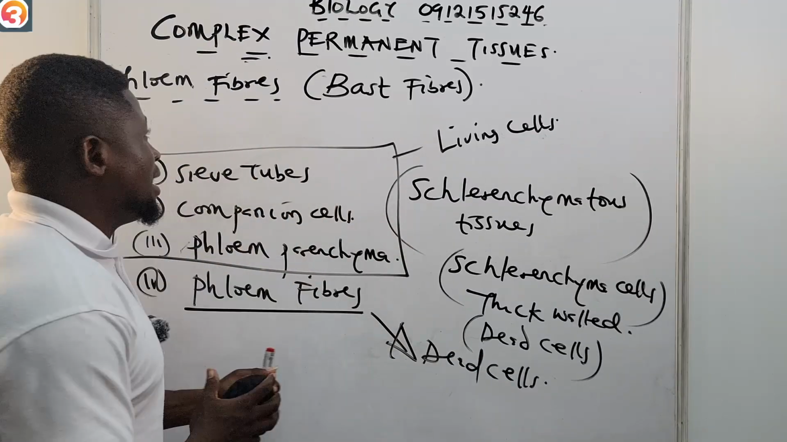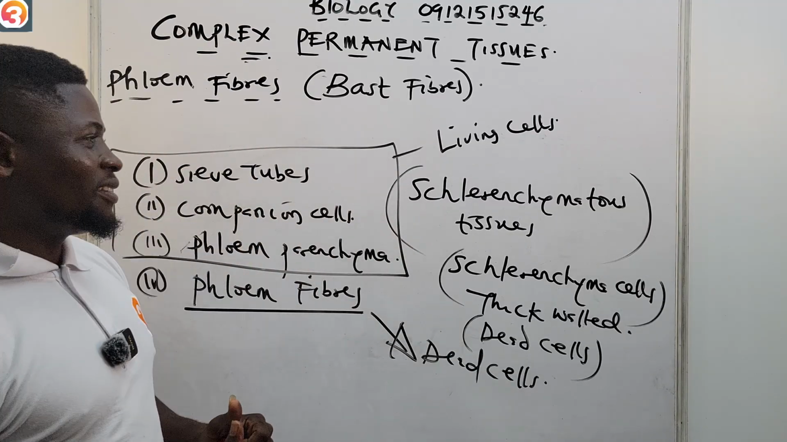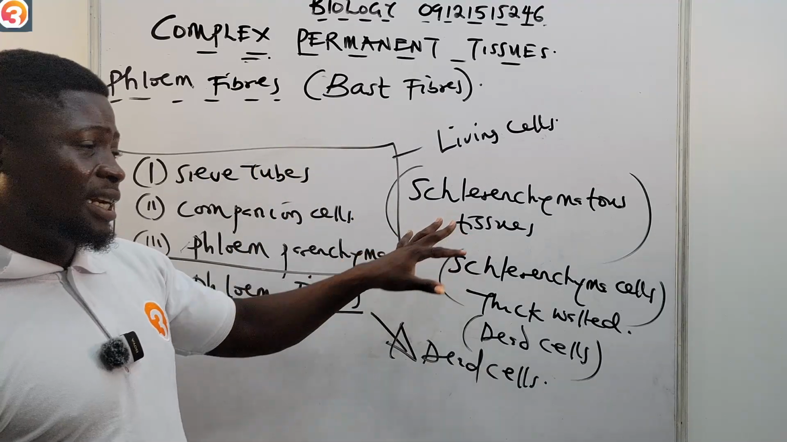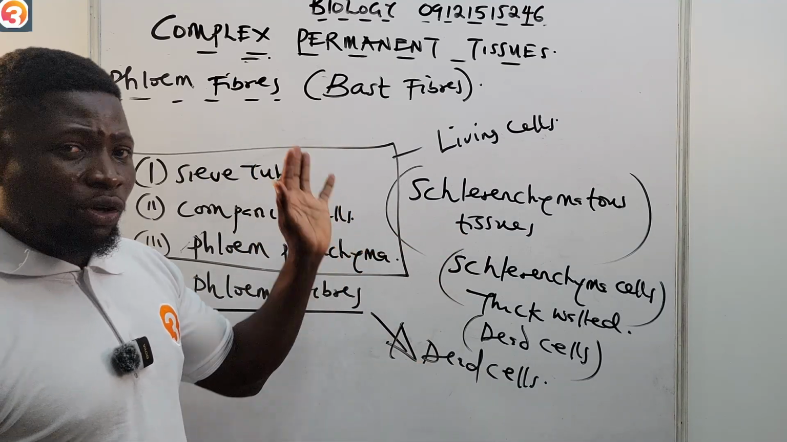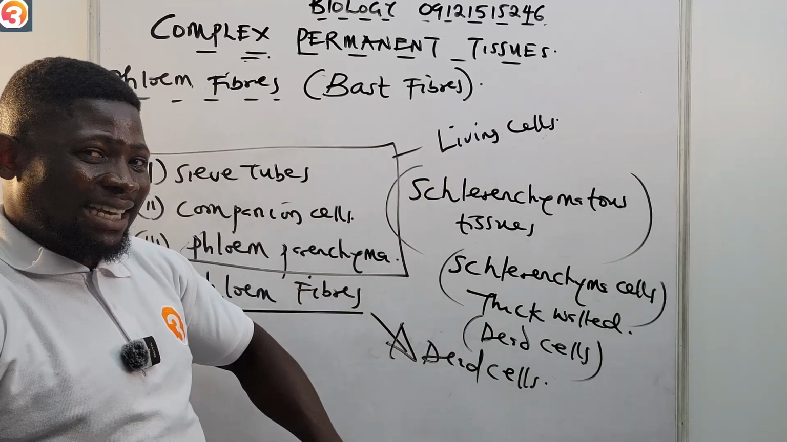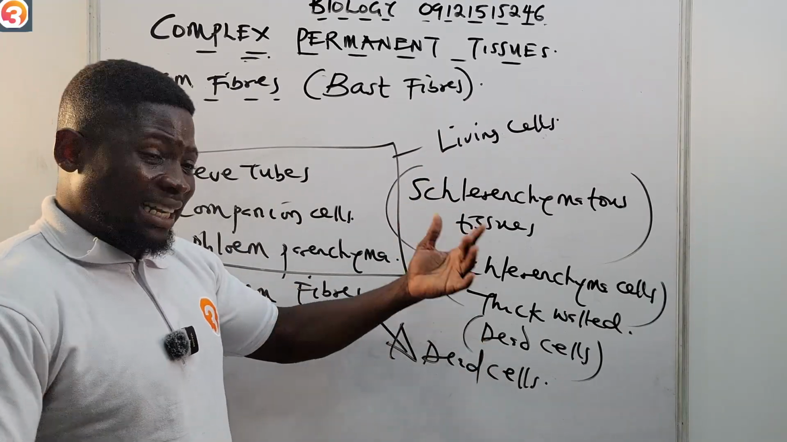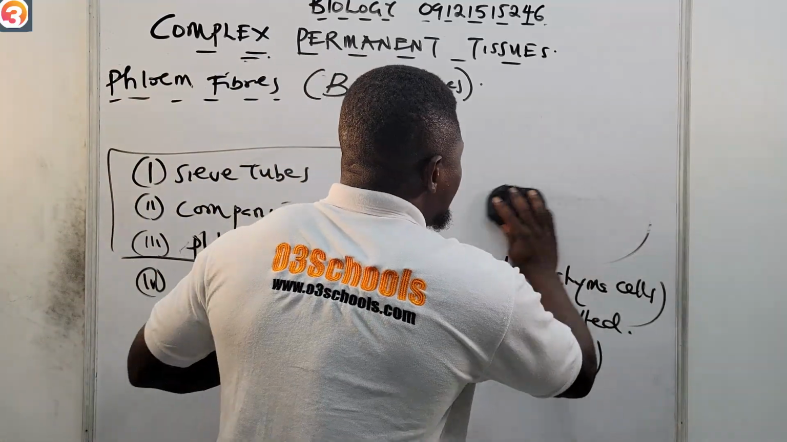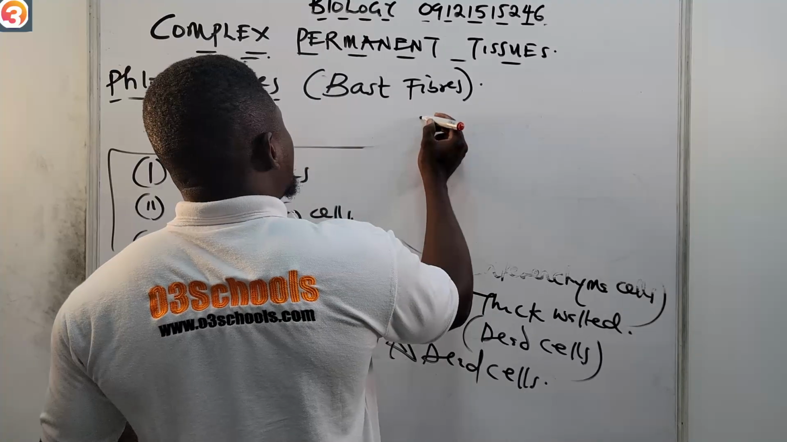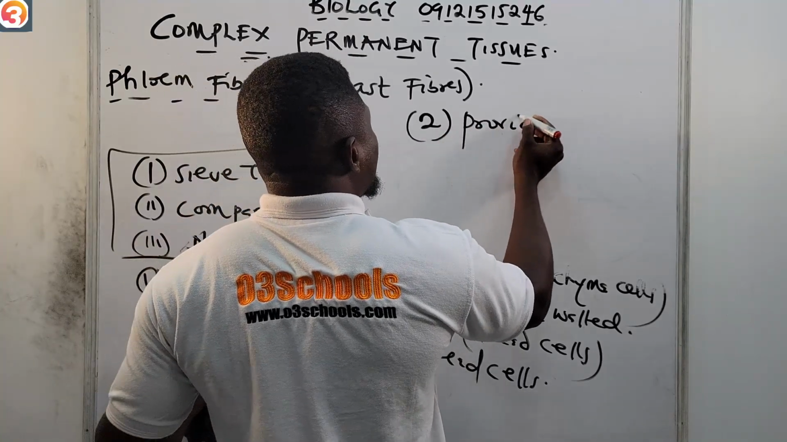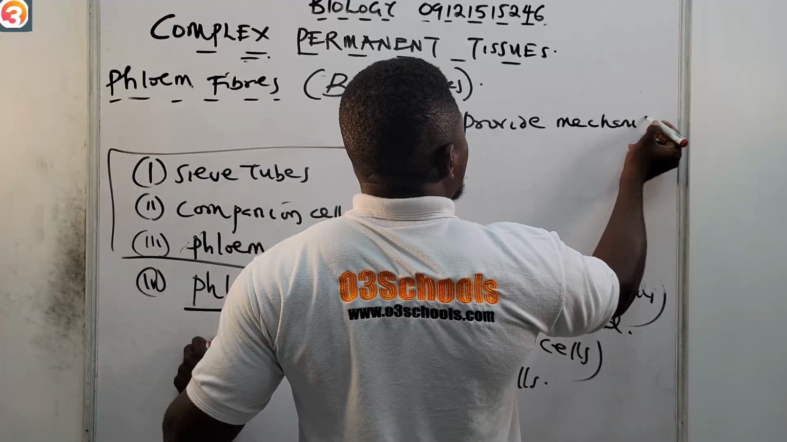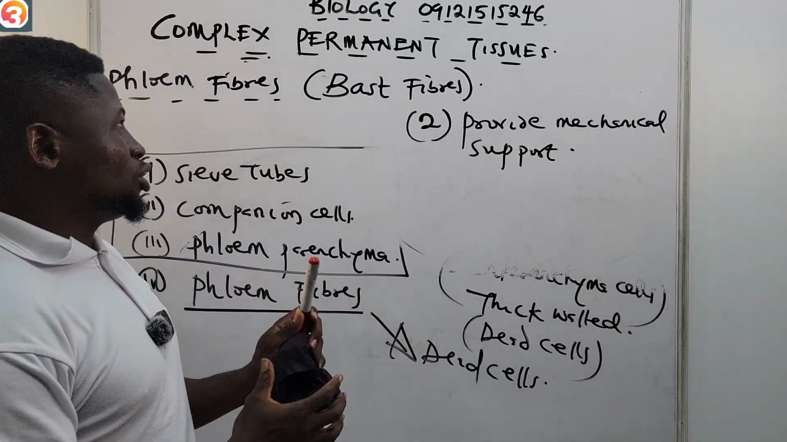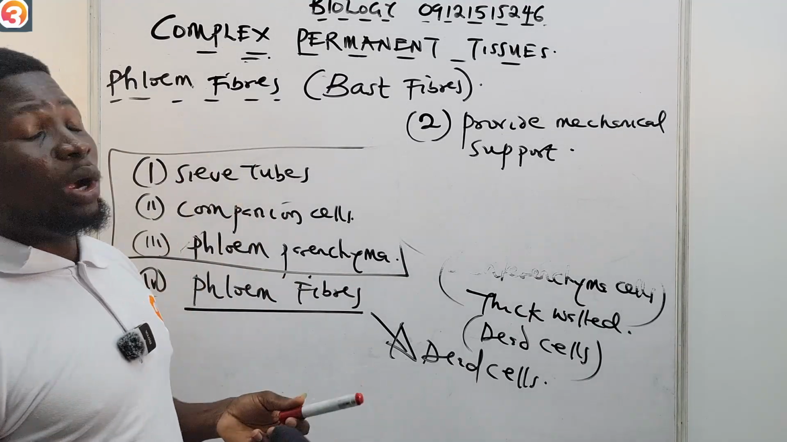So the phloem fibers are also called the bast fibers because they contain sclerenchymatous tissues. Like we said, this means they have sclerenchyma cells inside them, they are thick-walled, and they are dead cells. Number two, their function is to provide mechanical support. This is the function of the phloem component called phloem fibers.